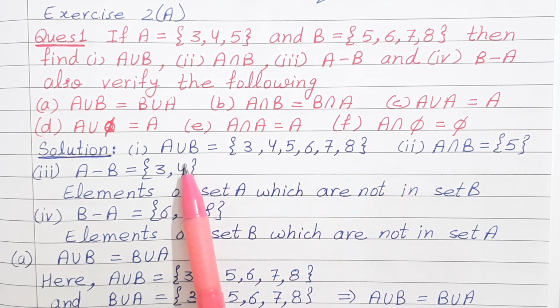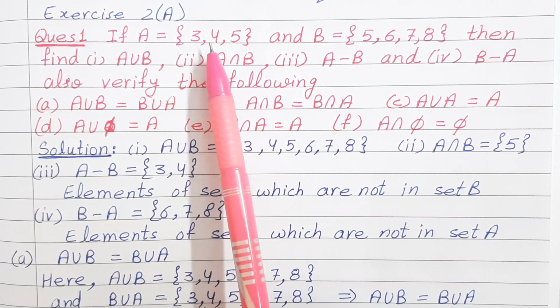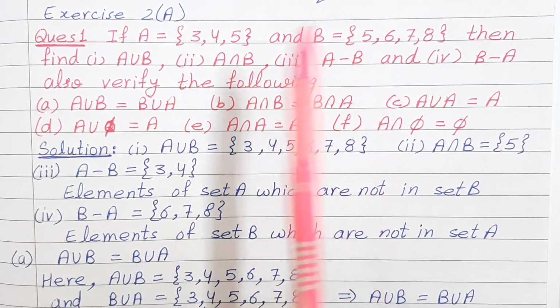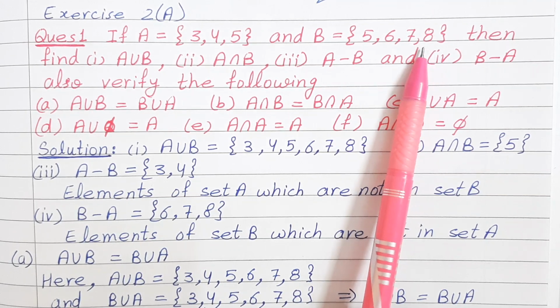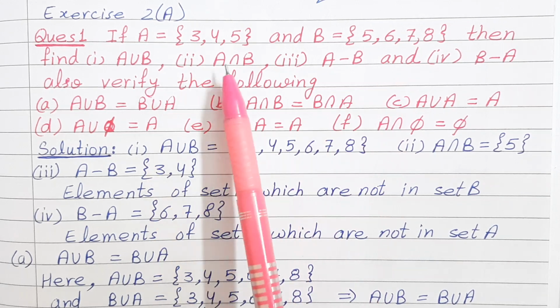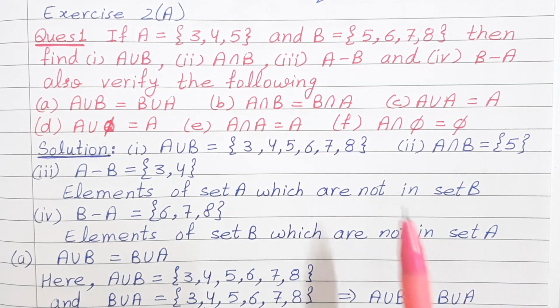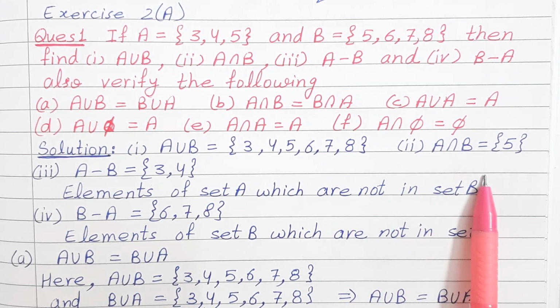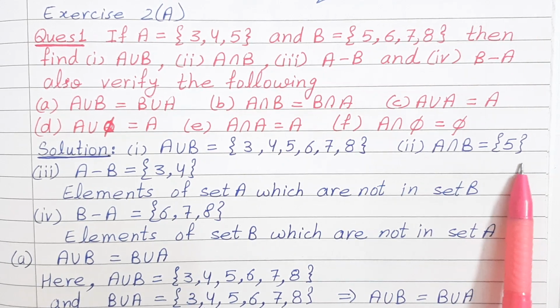Let us see the first part, A union B. Children, it is very easy. You already know in A union B, we just have to write all the elements of A and B. We just have to combine all the elements. And of course, you need to keep in your mind that we are not going to repeat any elements here. We will not write 5 twice here, right? That is very important. Now, A intersection B. Now, what is common? 5. So, A intersection B is {5}.